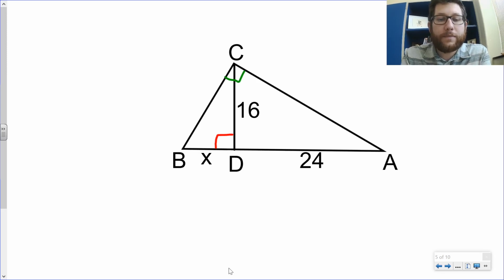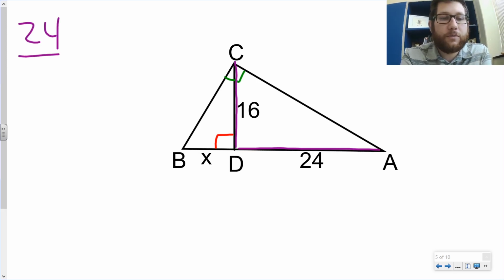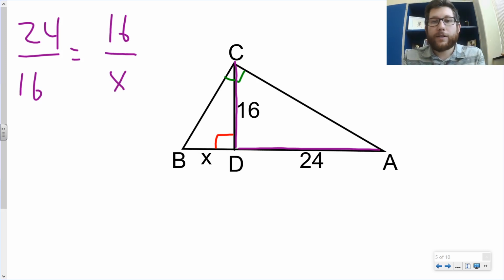We did medium side over small side. So we did the medium side of my medium triangle, 24, over the small side of my medium triangle, 16. Medium side of my small triangle, that's that shared CD side, over the small side of my smallest triangle. Does that make sense a little bit? All we're doing is medium side over small side on one triangle. We're going to look at the next triangle, medium side over small side. And then we would go ahead and solve this.